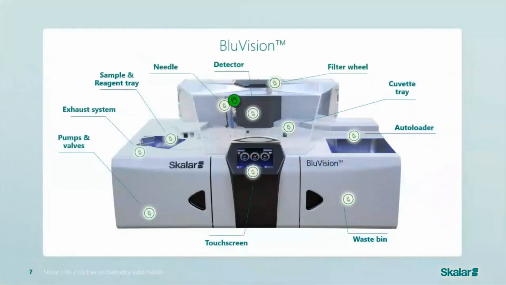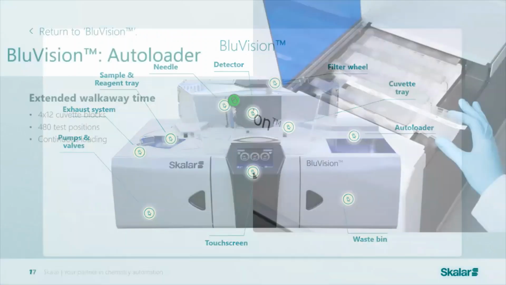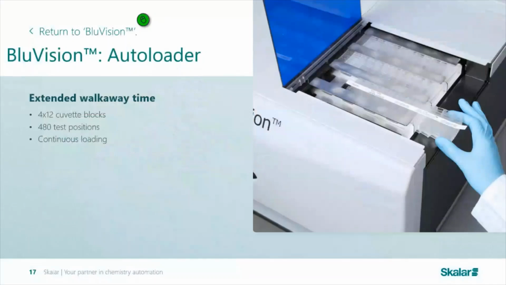So we've seen where our samples and reagents are coming from. So now we can turn our attention to the cuvettes and where they enter the analysis process, which is starting at the autoloader. So the autoloader can hold 4 blocks of 12 cuvettes, and each cuvette contains 10 test positions. So that gives you an onboard capacity there of 480 test positions in the autoloader. And as I mentioned in my introduction, for longer runs or bigger batches, operators simply have to keep adding cuvettes.